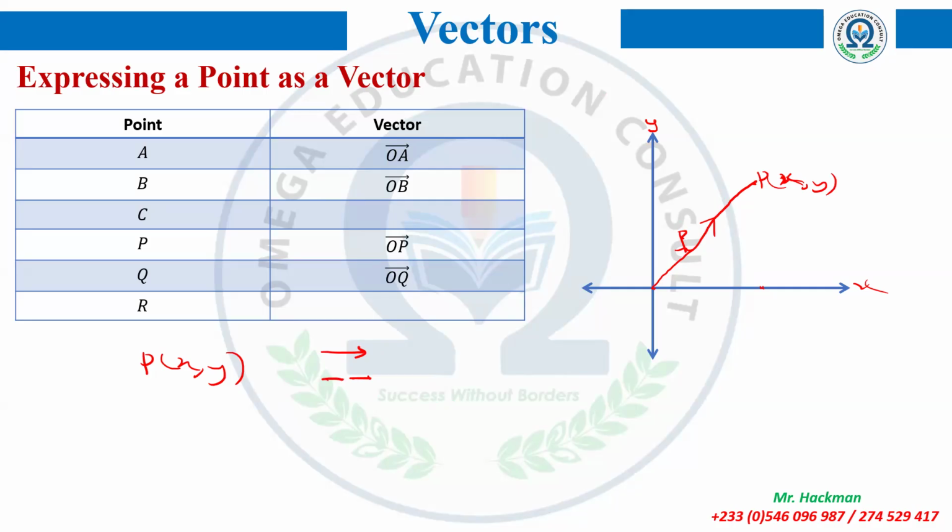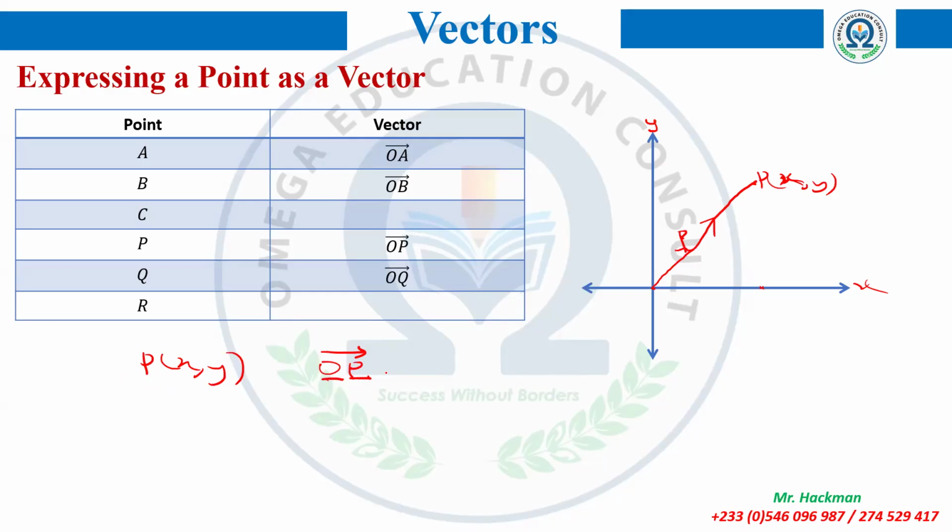Here you were given just a point P, and you want to move from a point towards vectors. A point is more or less a scalar. Now you want to move from a point, which is a scalar, to a vector. You need to know the initial point and the terminal point of that point. The initial point of every point will be O, and the terminal point will be the name of the point itself, so that will be P. So the vector here will be OP.